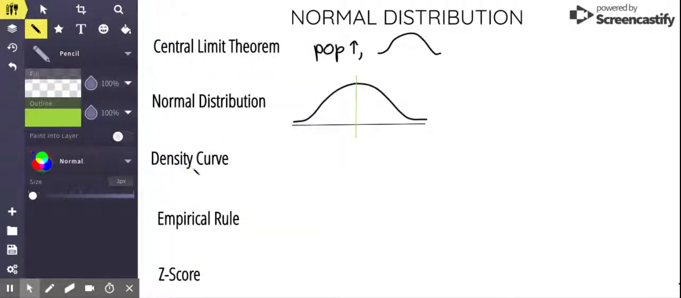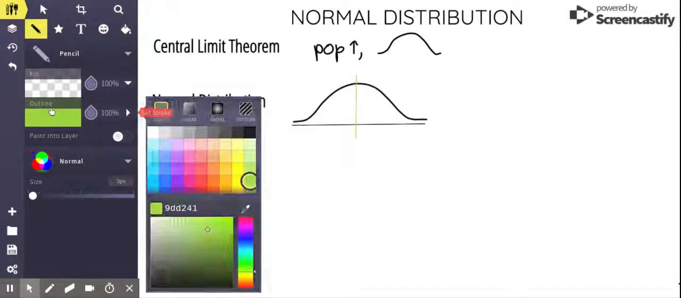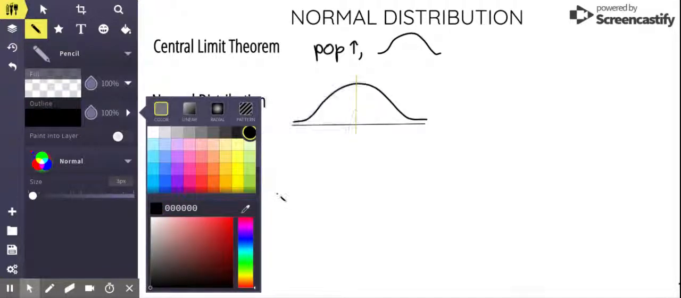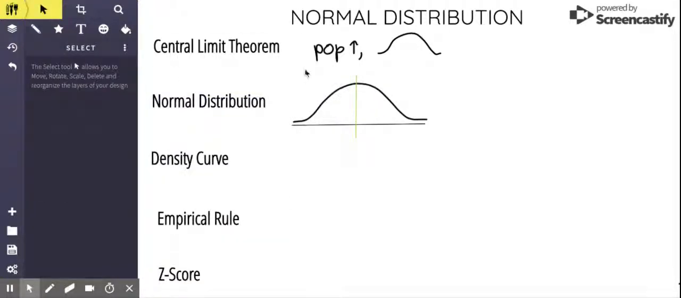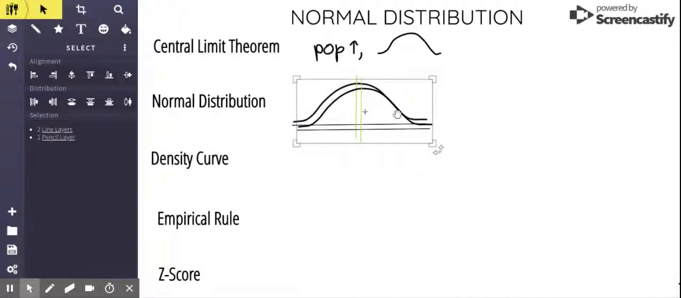And then we have a density curve. What a density curve is, it's basically that the total area under the curve equals 1, and that every point has a vertical height of 0 or greater. So let's go ahead and draw that. We can demonstrate it with this same thing. And you know what? We'll use this graph that we described above.